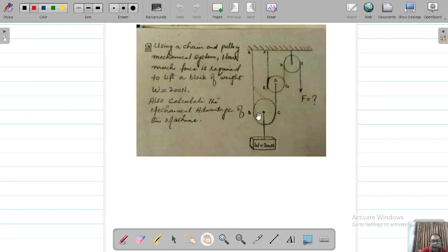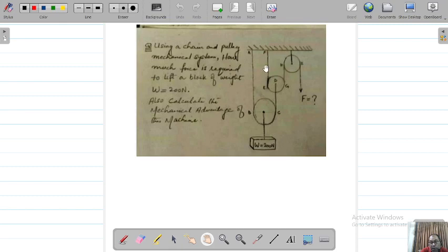In this kind of numerical, we first have to select our frame of reference from where we'll start. These are the three pulleys, and we are going to neglect the weight of the pulleys. Assume this chain starts from A, passes through B to C, and reaches point D. This is one chain.